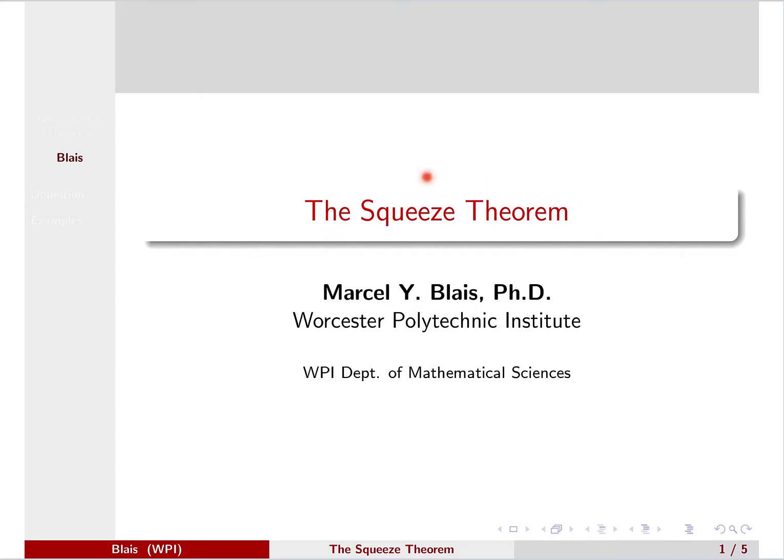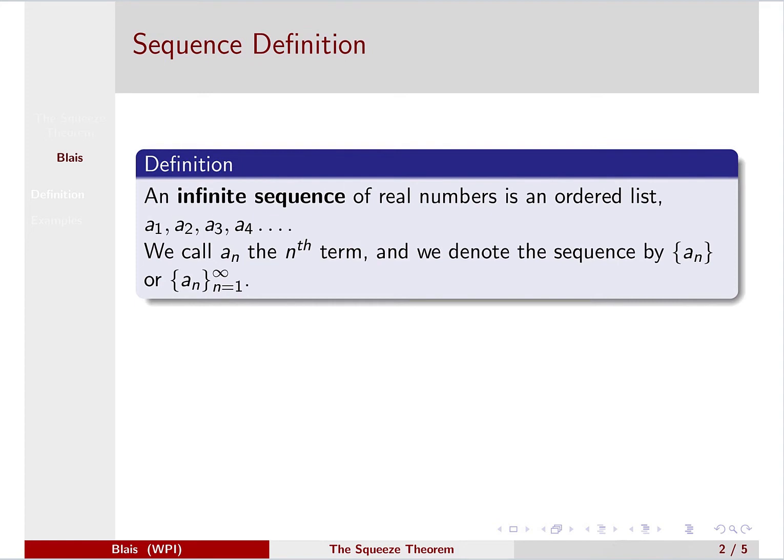In this lecture, we'll be looking at the tool of the squeeze theorem for limit computations of sequences. So recall, an infinite sequence of real numbers is an ordered list, a1, a2, a3, and so on and so forth. We call a_n the nth term, and these are the ways we typically denote sequences.